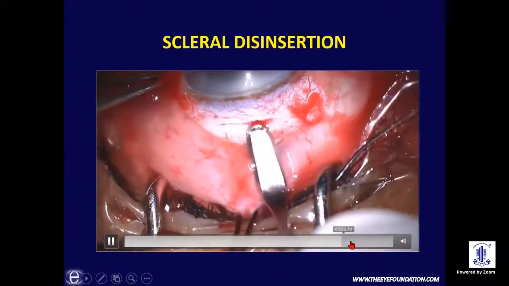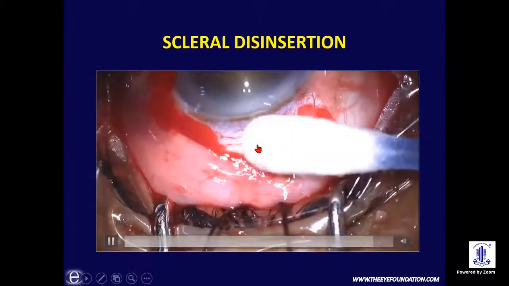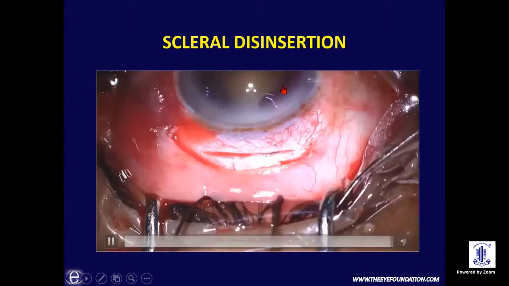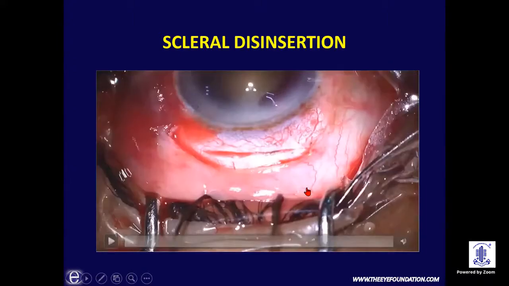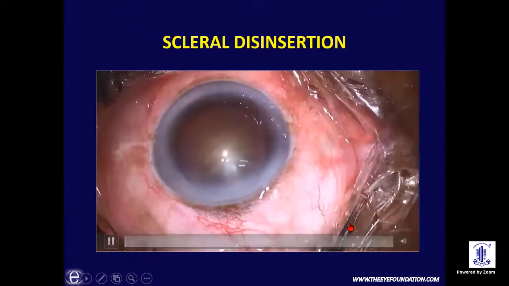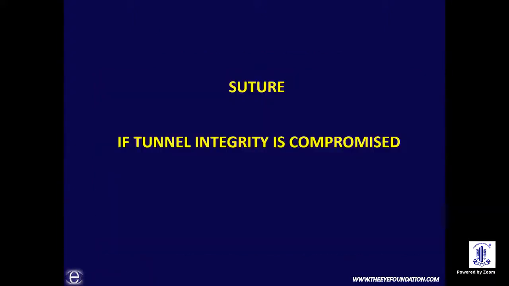And to note that the uveal tissue has started to prolapse from the groove, and also a bleeding hyphema has happened. So this is a scleral disinsertion. So we have to suture the groove completely and shift to the temporal side. The last point which I want to emphasize, whenever the tunnel integrity is compromised, never hesitate to suture the tunnel.